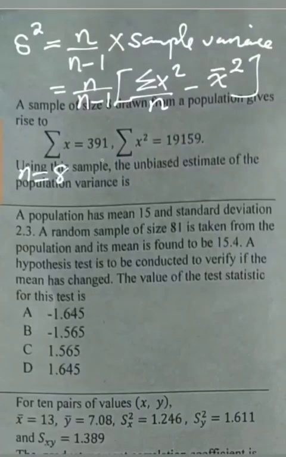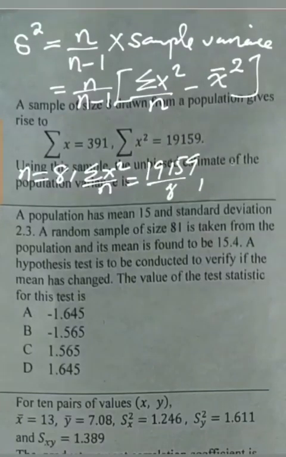So all the data has the information we need. n equals 8, because the sample size is 8. Summation x squared over n is equal to 19,159 over 8, while x bar is summation x over n, which we have as 391 all over 8. And if you substitute all these values, you will get the best estimator, or the unbiased estimator, of the population variance as per the information given.